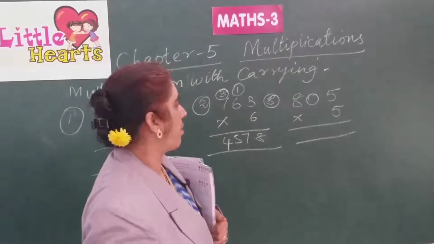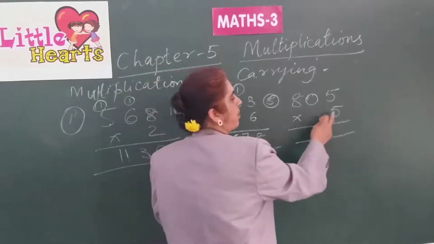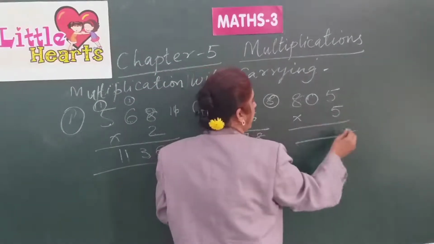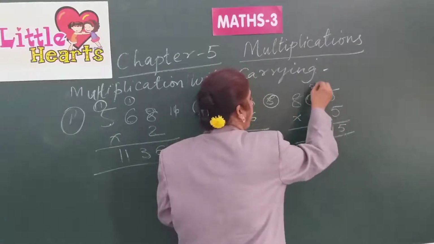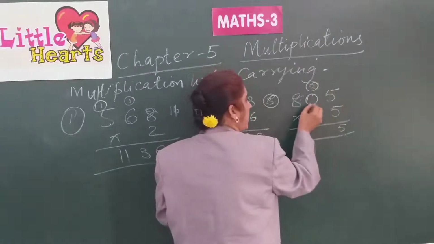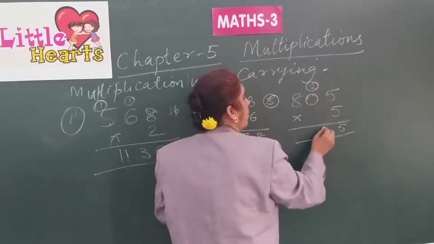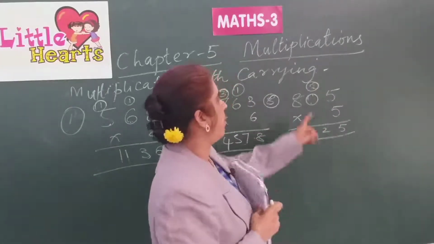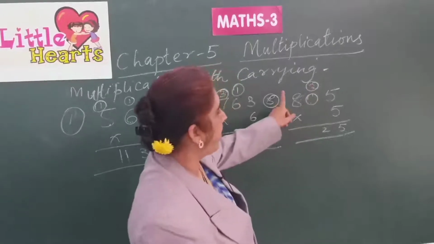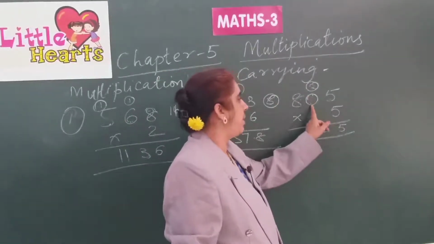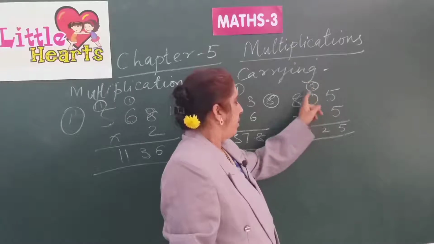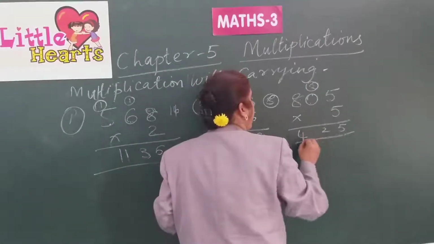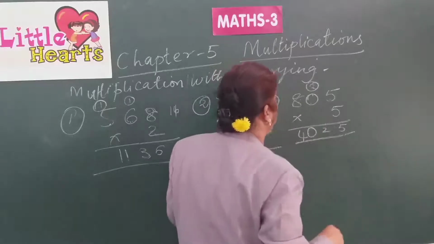805 into 5. Always start multiplying from the ones place digit only. 5 5s are 25, carry 2. 5 zeros are 0, plus 2, 2. Don't write 5 twos are 10. Carry over number should never be multiplied, it should only be added. 5 zeros are 0, plus 2, 2 is in the tens place. 5 eights are 40, 4025 is the answer.